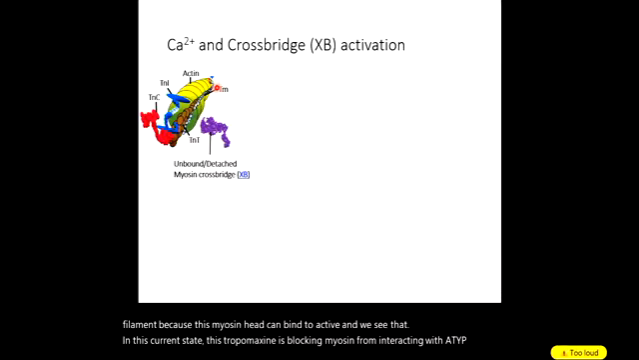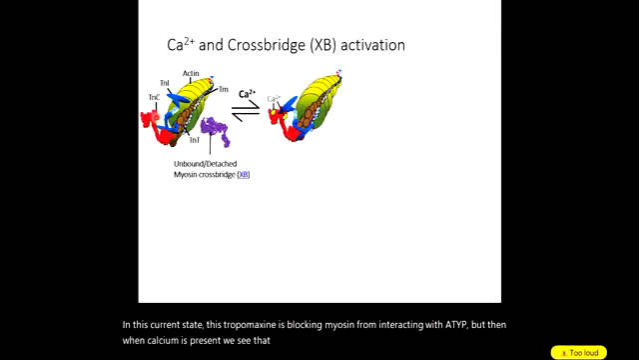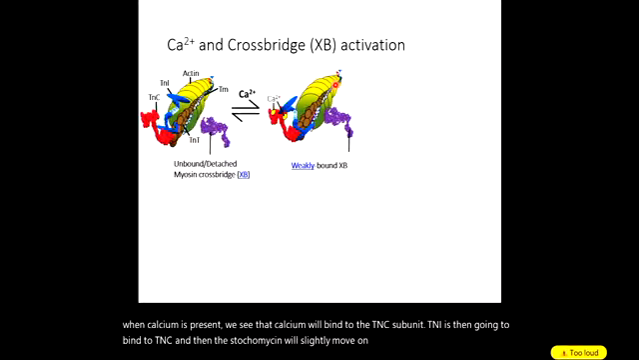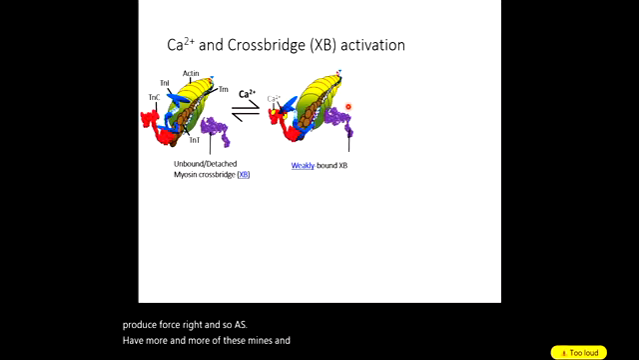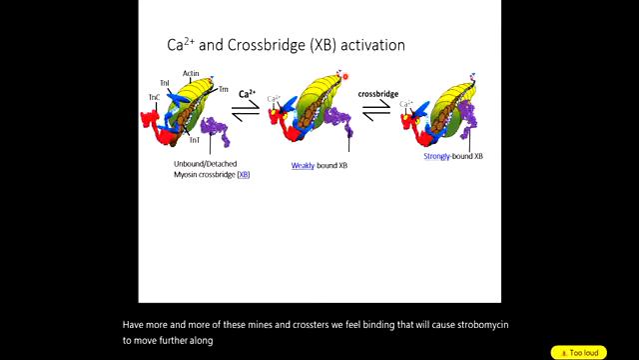But then when calcium is present, we see that calcium will bind to the TNC subunit. TNI is then going to bind to TNC, and then this tropomyosin will slightly move on the actin filament, thereby causing this myosin head to weakly bind. But this weak binding of myosin to actin is not sufficient to produce force, right? And so as we have more and more of these myosin cross bridges weakly binding, that will cause this tropomyosin to move further along the actin filament, and thereby the myosin can bind strongly, and the strong binding of myosin to actin is what leads to force production.